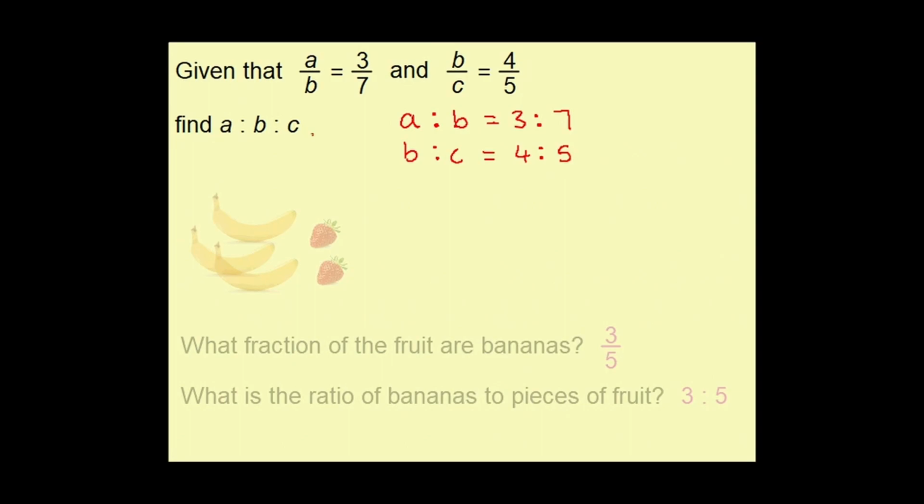Now I want to find A to B to C. So I set up my 3 headings, A, B, C. A to B is 3 to 7. B to C is 4 to 5. I can times this by 4 and this by 7. So I get 12, 28, and this multiplied by 7 is 35. So this is the answer.